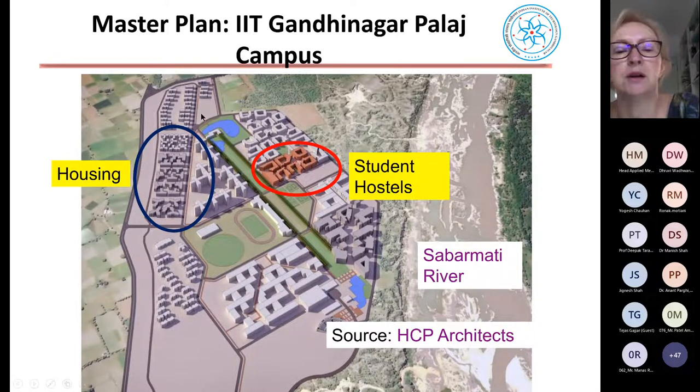Plus the director's bungalow is also constructed in confined masonry. It's a single story building. So lots of confined masonry construction. All the rest are academic blocks, constructed in reinforced concrete, mostly reinforced concrete frame buildings in the academic area.